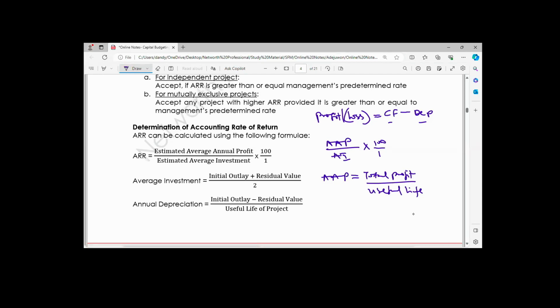How do you get your total profits? Your total profit will be the profit of each year: your cash flow minus depreciation for the first year, cash flow minus depreciation for the second year, cash flow minus depreciation for the third year, on and on like that. So the profits you have for the respective years, you add them together. That will give you your total profit. You divide it by the useful life of the project. That will give you your average annual profit.